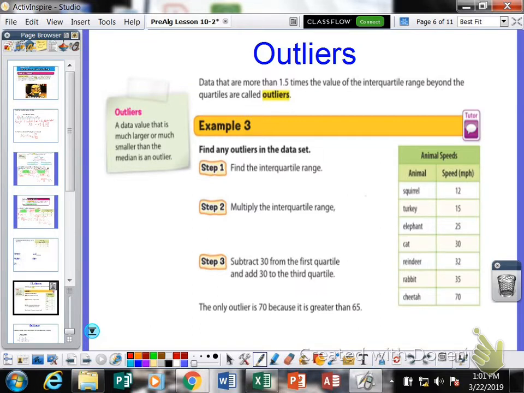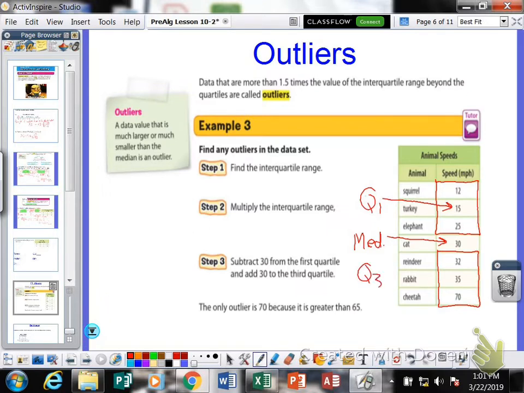So first things first, we need to find the IQR. Okay. Before I identify what my Q1 and Q3 are, I want to identify my median. I'm just going to abbreviate in this case here. But my median here is going to be 30. So my Q1 is going to be the median of this first half of the data. So Q1 is going to be 15. And my Q3 is going to be my median of the upper half of the data, in this case 35.